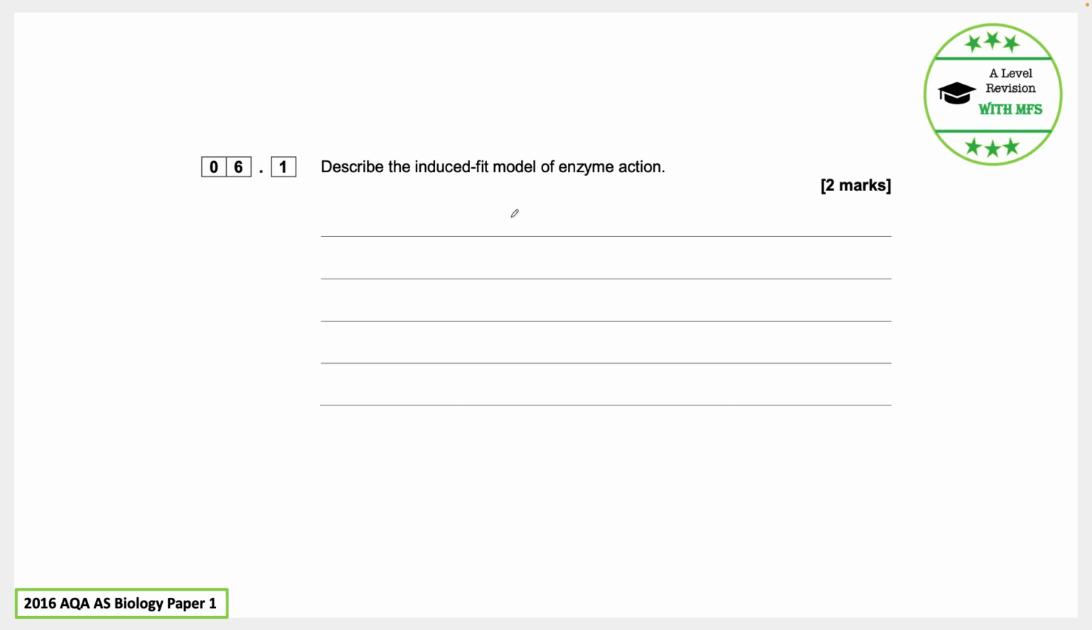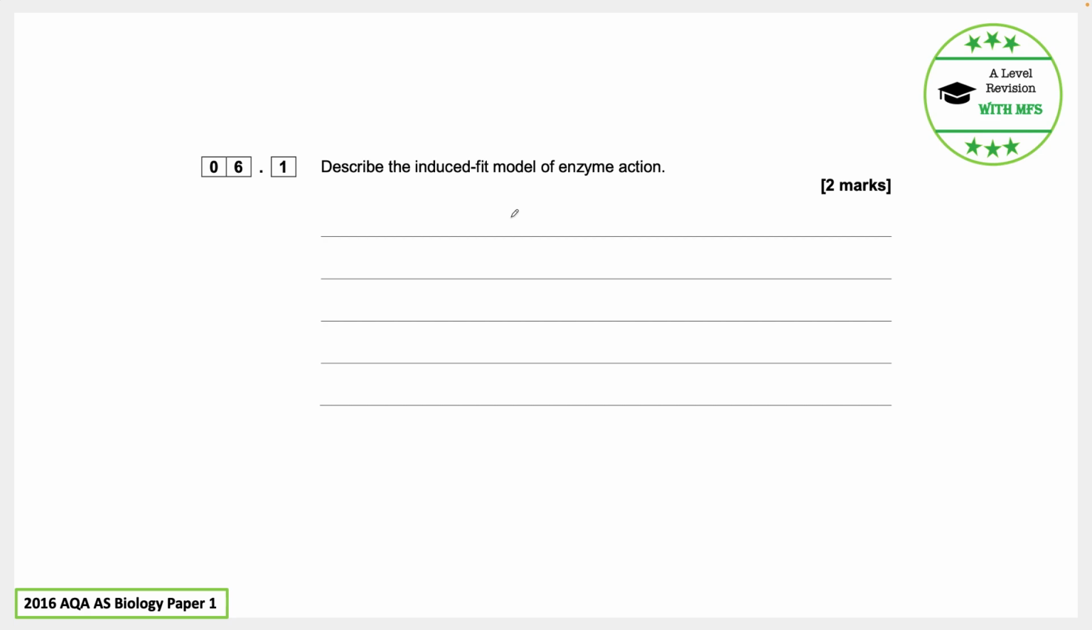At GCSE, you would have looked at the lock and key model. At A level, we've been introduced to the induced fit model. And the idea of the induced fit model is that the active site of the enzyme is not complementary in shape to the substrate. And therefore, in order for the substrate to bind, the active site must slightly change shape.